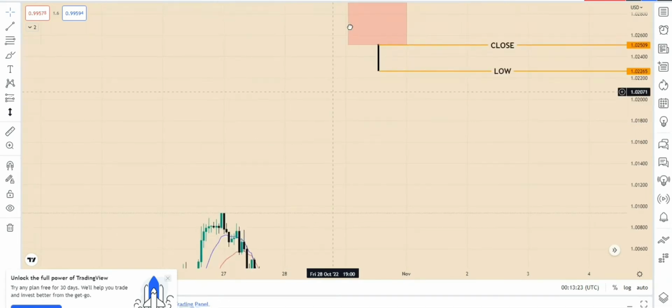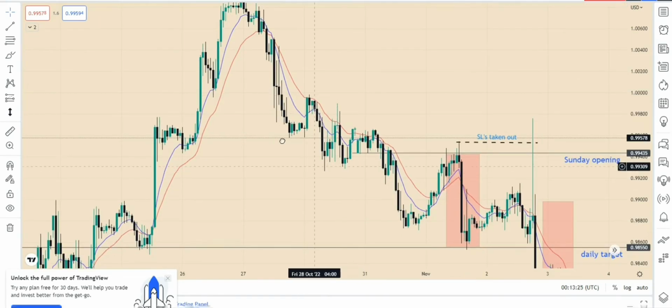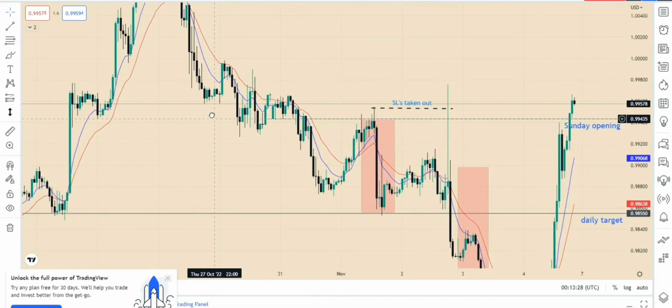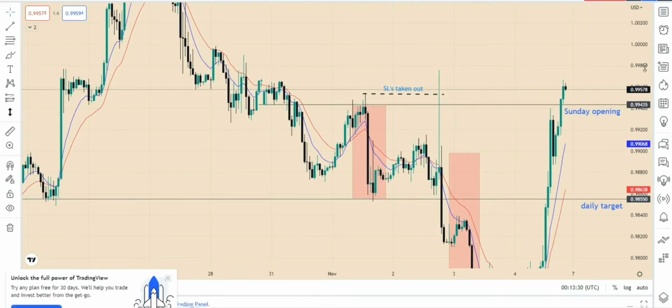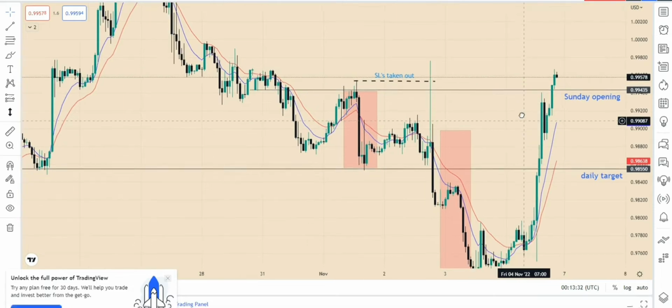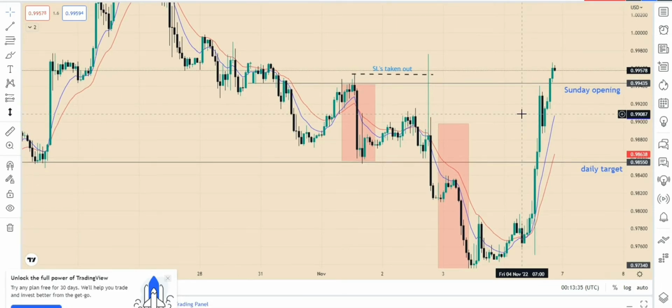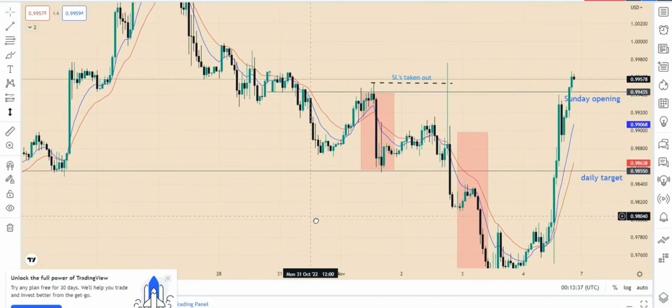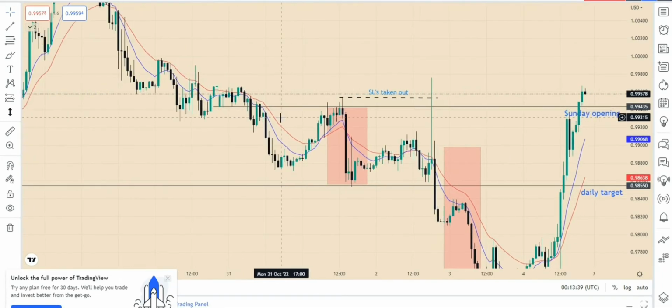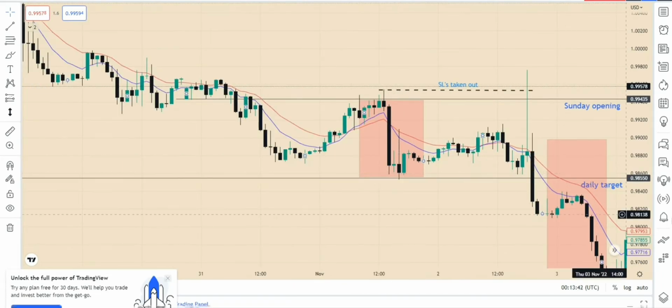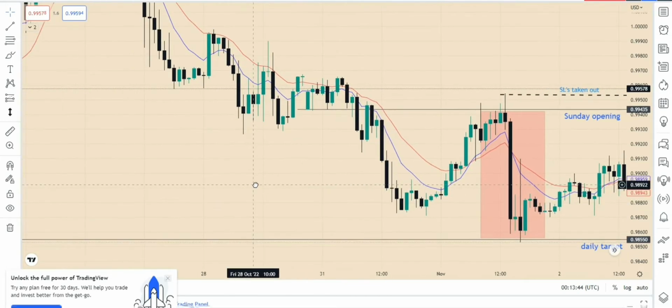So let's go straight into the chart and see practically how I apply this concept to trade this week, which I was able to make 12% of my capital. So when this week started, I marked out this candle. Let me zoom it out for you to see. You see this doji was created on Friday, 28th October. And this candle was on Sunday, 30th October.